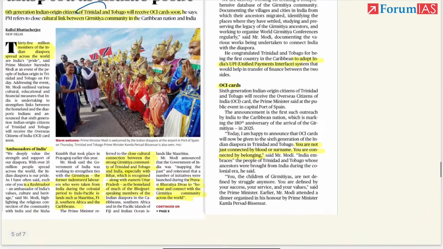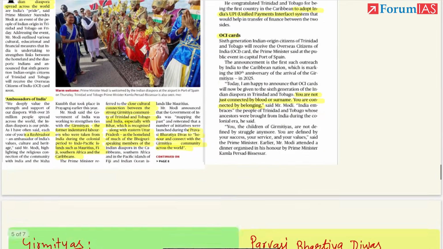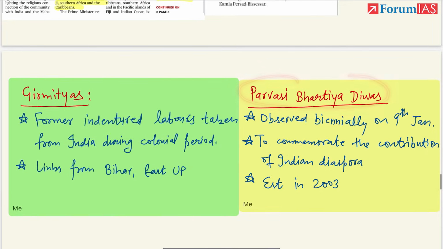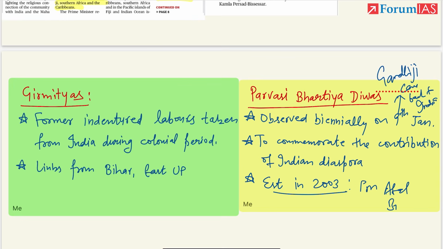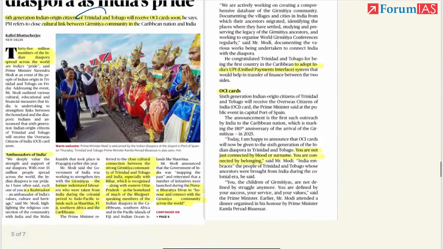Okay, now there is mention of Pravasi Bharatiya Divas also in the article. Pravasi Bharatiya Divas, which India observes to commemorate the contribution of the Indian diaspora in India's development across the world. It is observed biennially on 9th of Jan. Why 9th of Jan? Is there any significance of the date? Yes, on this date, Gandhiji came back to India after his South African stay. It was established in 2003 by Prime Minister Vajpayee. Such statements can come in exam any day.